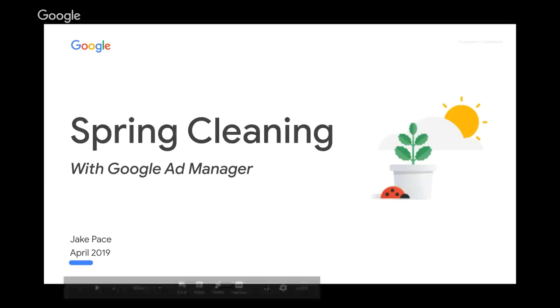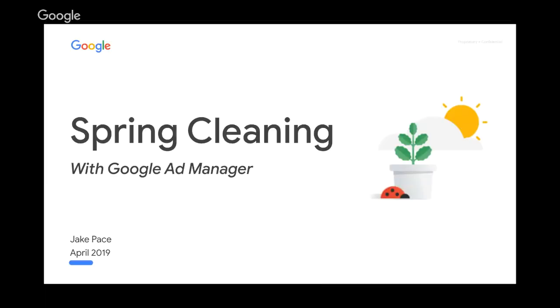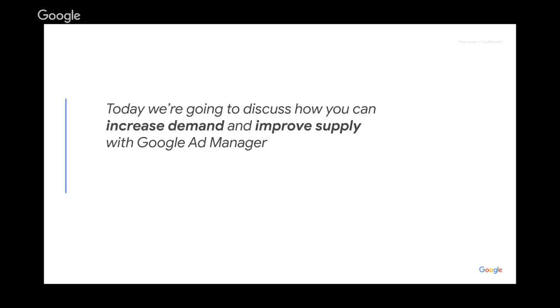Okay, so today we're going to be going through our spring cleaning tips. This will be discussing how to increase demand and also improve supply with Google Ad Manager. And you will notice that these are basically a cycle. One will feed into the other. As you improve the quality of your supply, you will get more demand.